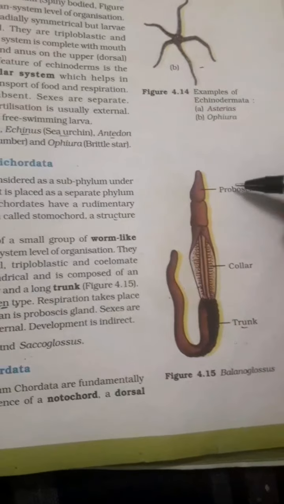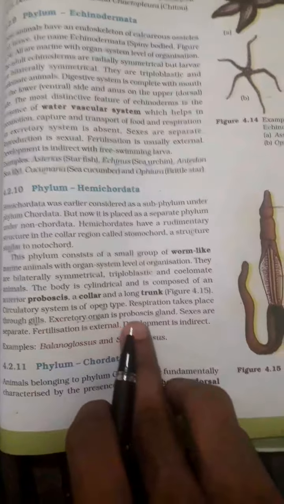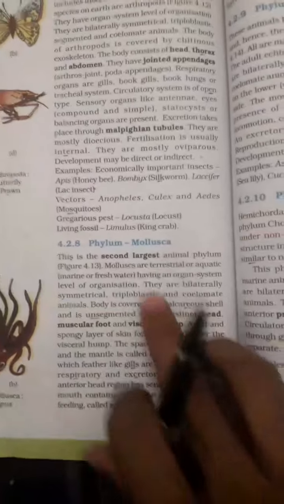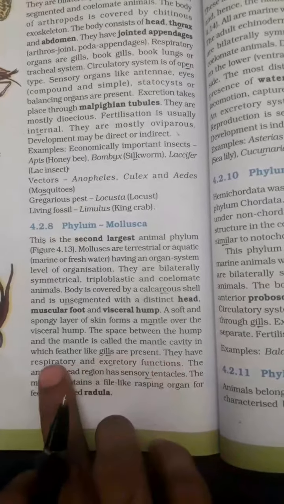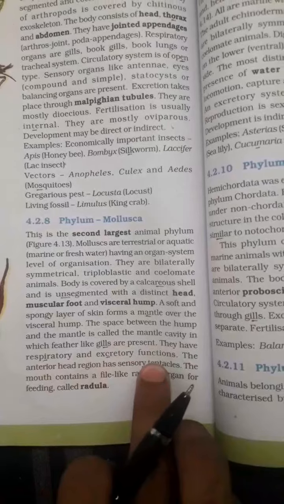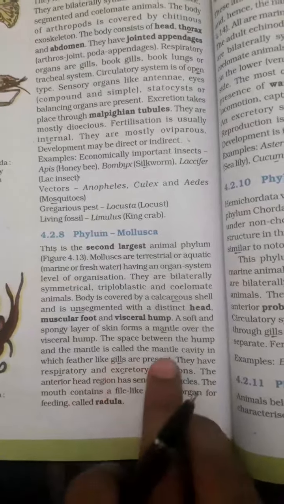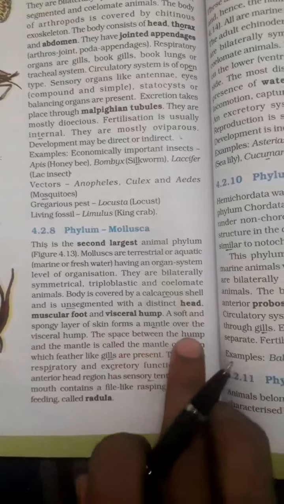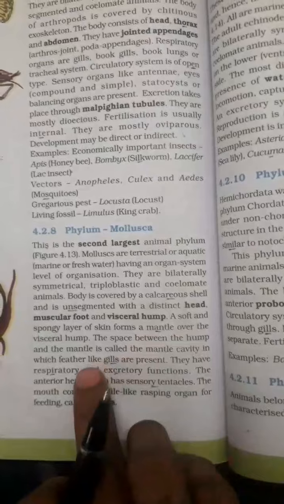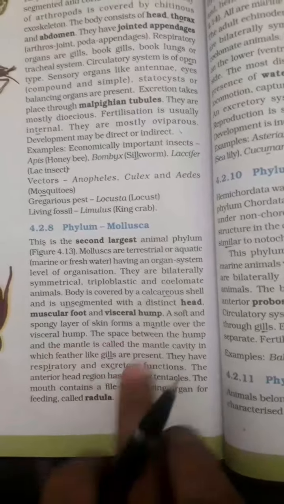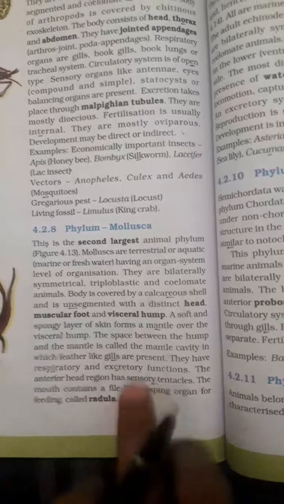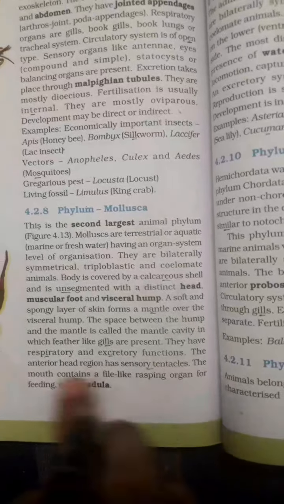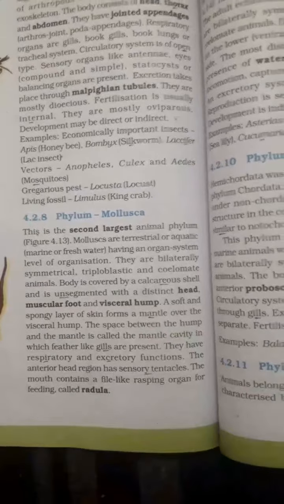Here there is also a proboscis. I think it is an excretory organ, the proboscis gland, and then the collar and trunk. And in Mollusca, as I always say, they have the respiratory and excretory functions in these gills, which are present in the space between the mantle and the hump, that is the mantle cavity. Feather-like gills help in respiration and excretion, and this radula is a rasping-like organ for feeding.